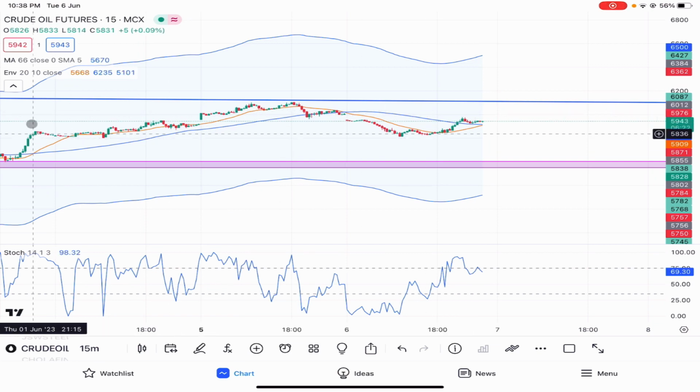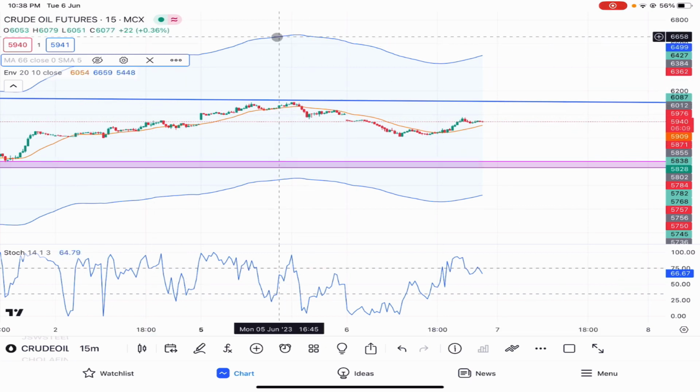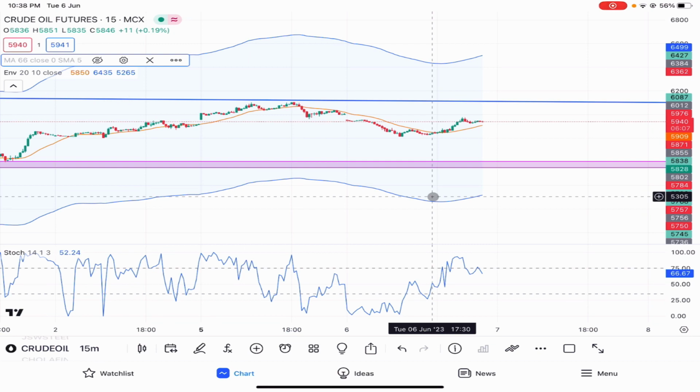You can see the moving average, right? Let me just remove this for a second. Now if you look at the moving average, it's just a 20 moving average, and there are two lines, one above and one below. So this is what is an envelope.